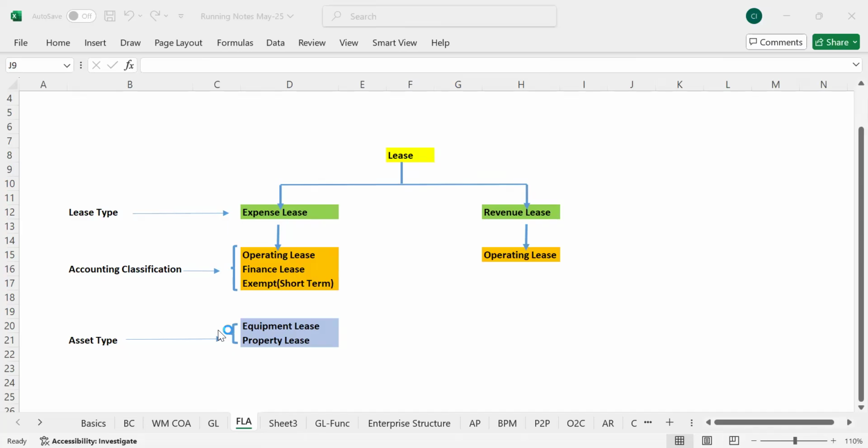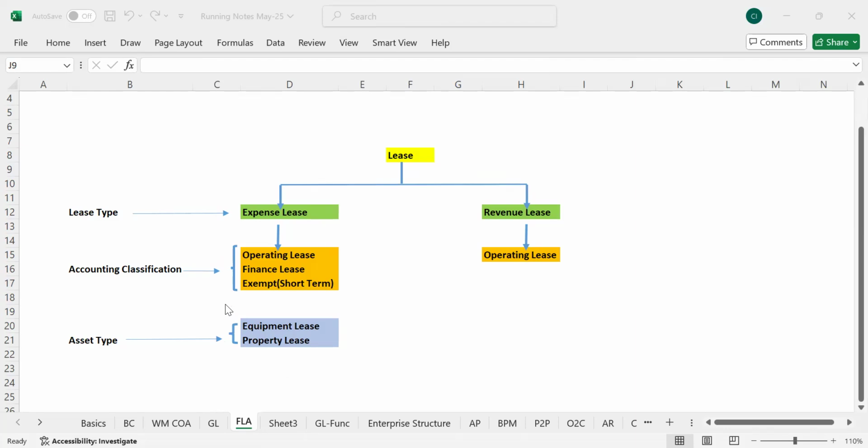Hello guys, I would like to explain the types of leases which we can record in FLA. FLA is a lease accounting module. FLA is a separate module under the finance suite which is used to manage leases. And FLA has the key features of lease creation, generating amortization schedules, and maintaining accounting balances.